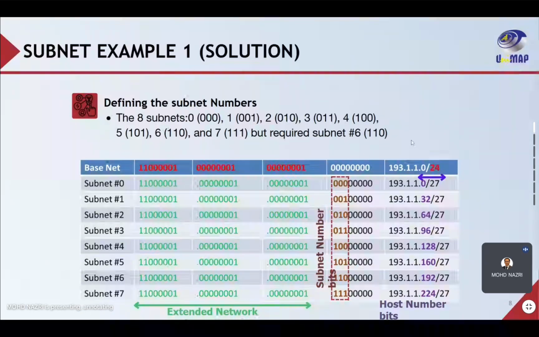So sekarang ni kita nak test sebab kita perlukan 6 subnet. Right, 6 subnet, right? So maksudnya kita cubalah ambil okay, 6 subnet, 110, this one. So 193.1.1.192/27.